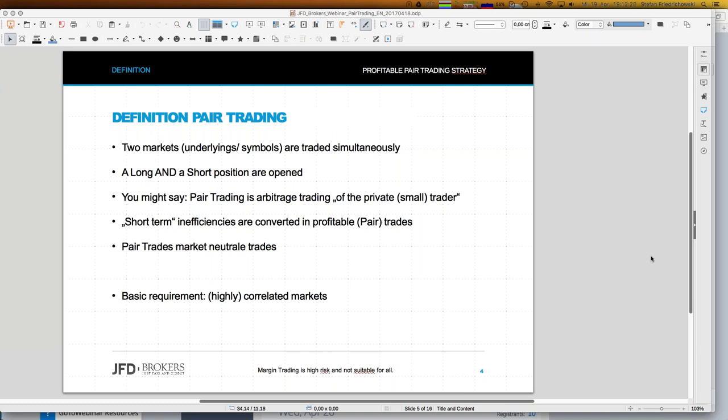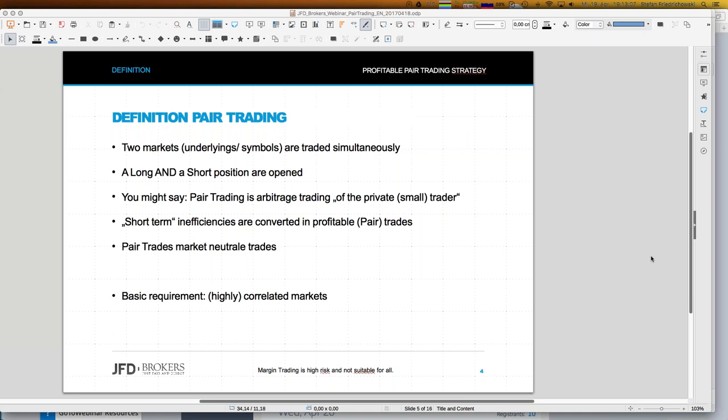So the definition of a pair trade is quite simple. What we consider here is two markets, two symbols, and those two symbols are always traded simultaneously. We open the trades at a given time simultaneously, and we close both trades at a given time simultaneously. So whatever we do, we always do twice. Buying, so opening those trades and closing those trades, is always at the same time.